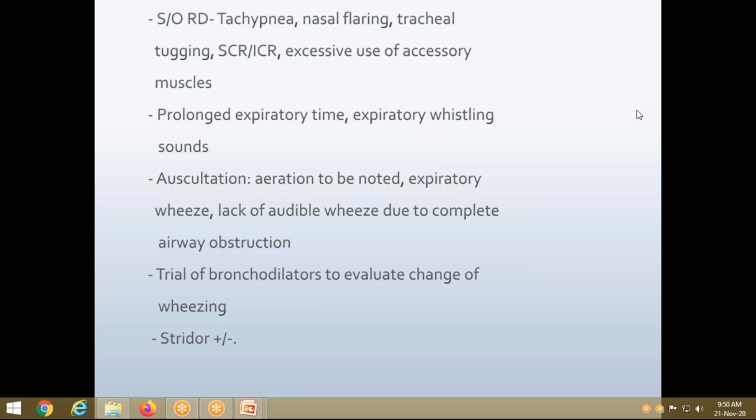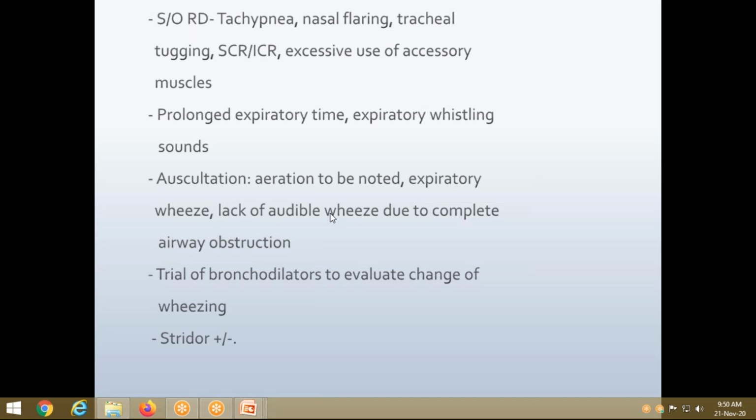Because the wheeze is heard in expiration, it is due to bronchial obstruction. There's a prolonged wheeze you can observe, and expiratory whistling sounds. In auscultation, you should know the type of breathing, whether it is polyphonic wheeze or monophonic wheeze. Sometimes you couldn't appreciate any sound. That is something you should not be very happy about.